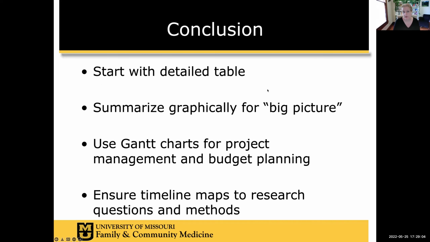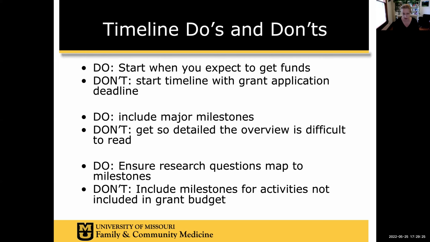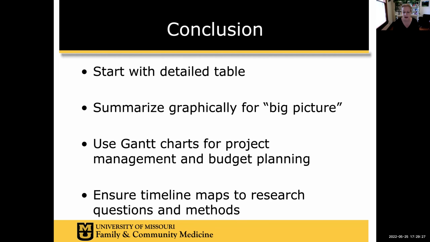I recommend that you start with a detailed table, summarize it graphically for the big picture, and then decide which one you're going to put in your grant, or both. Use the Gantt charts for project management and budget planning. The Gantt charts are visually a great way to see if your budget numbers line up by quarters and years, and ensure that the timeline maps to the research question and methods.